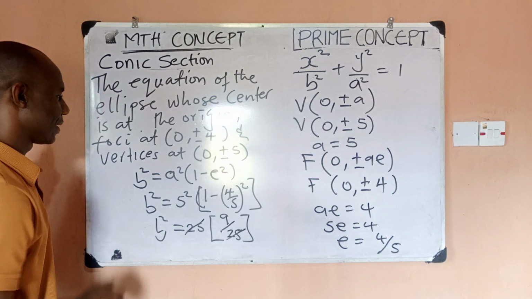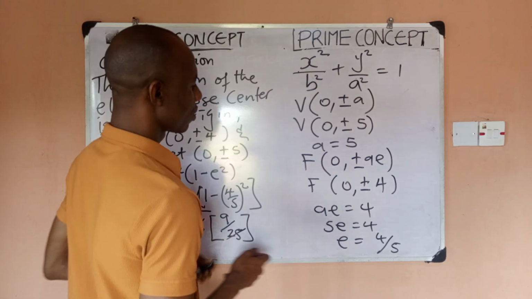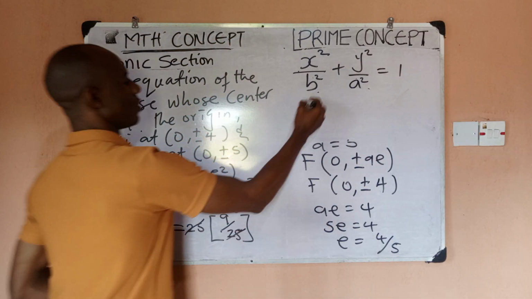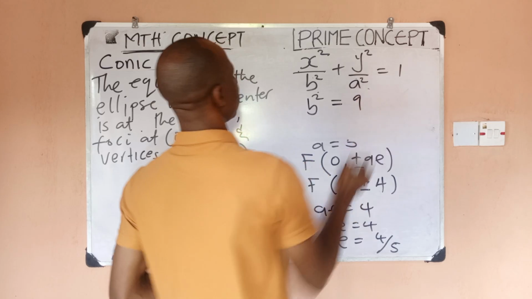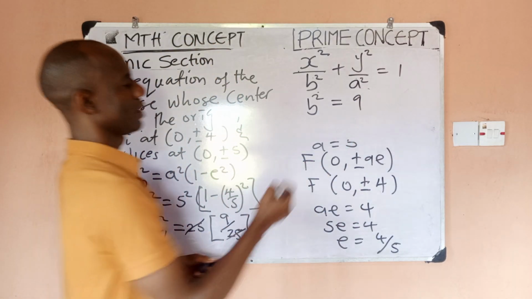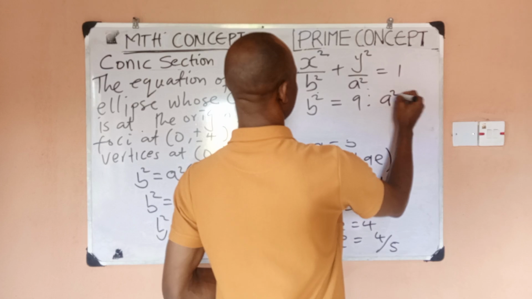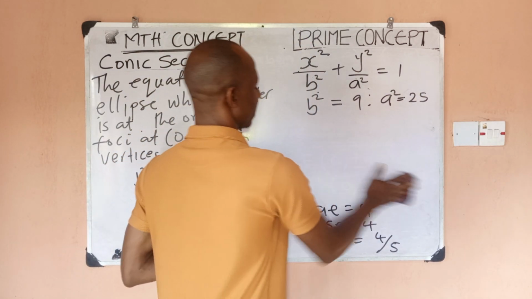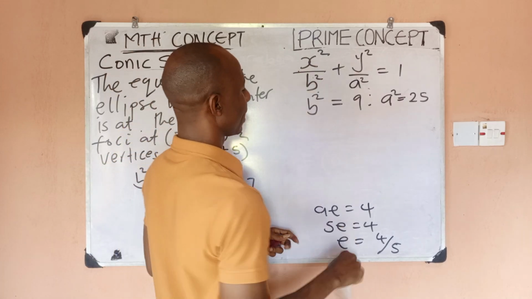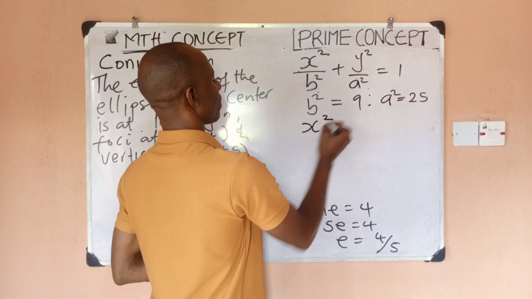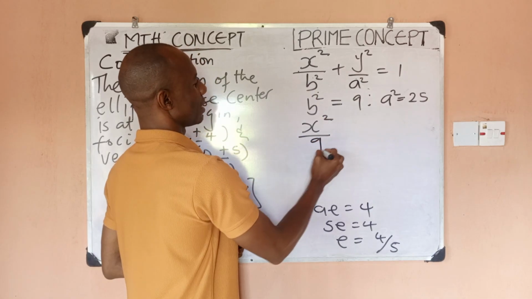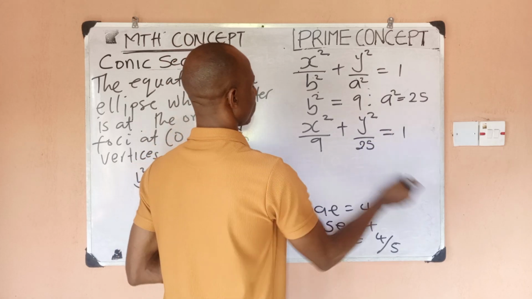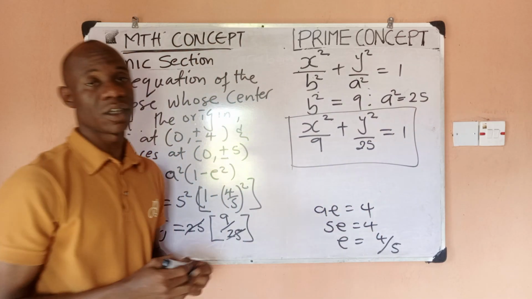Then I would quickly deduce that from here, my b squared is equal to 9. b squared is 9, so that we have that a squared is actually 25. So if I know these two things, I can then write that the equation of my ellipse is going to be x squared over b squared, what is b squared? 9, plus y squared over a squared, which is 25. This is equal to 1. So this is what I'm looking for. This is the equation of the ellipse.